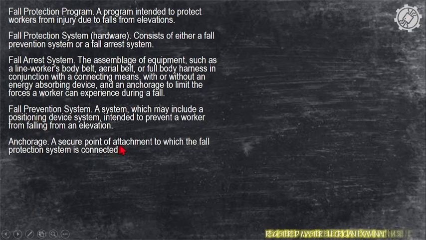Anchorage is a secure point of attachment to which the fall protection system is connected, no? So yung ating fall protection system, naka-connect siya sa ating anchorage, no? So yung ating anchorage is a secure point. So meaning even if the platform itself will collapse, hindi yung ating point kung saan tayo nag-anchor, hindi siya masasama doon sa pag-collapse.